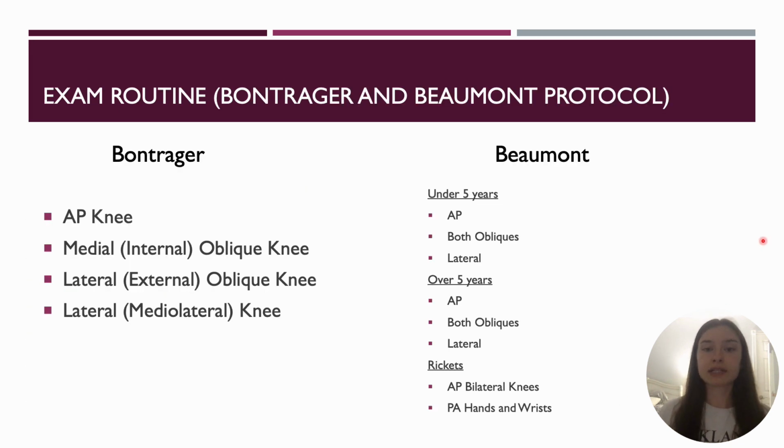So here I have the exam routines listed for both Bontrager and Beaumont. For Bontrager, we're going to do an AP knee, an internal oblique knee, an external oblique knee, and a lateral knee. For Beaumont, if the patient is under or over the age of 5, we're going to do an AP knee, both obliques, and a lateral once again. And for Ricketts, we do AP bilateral knees and PA hands and wrists.